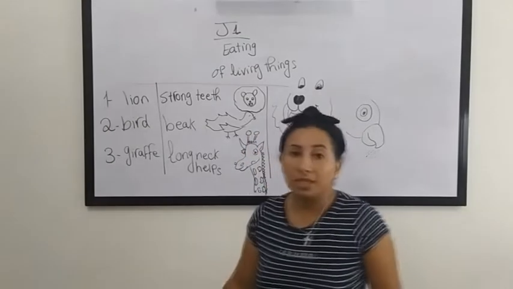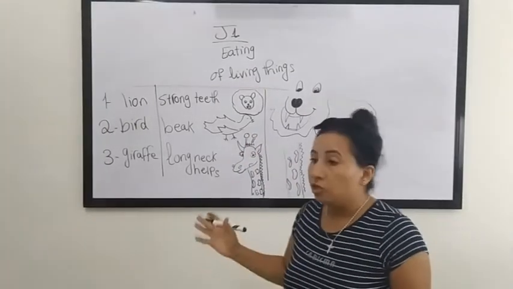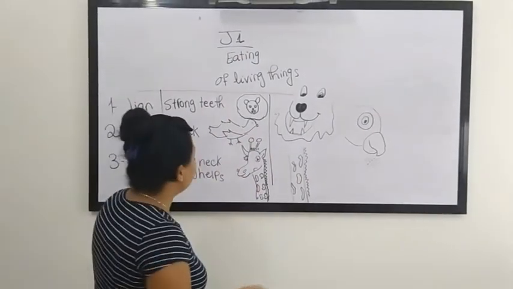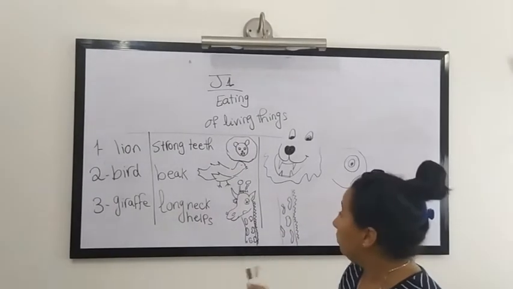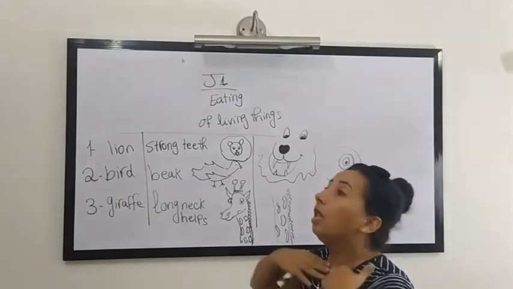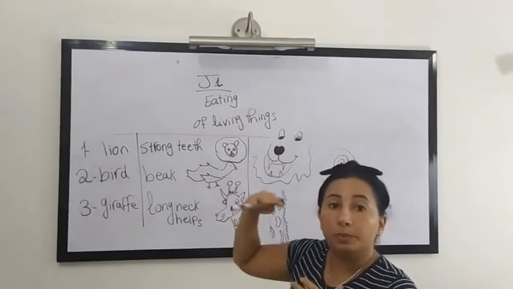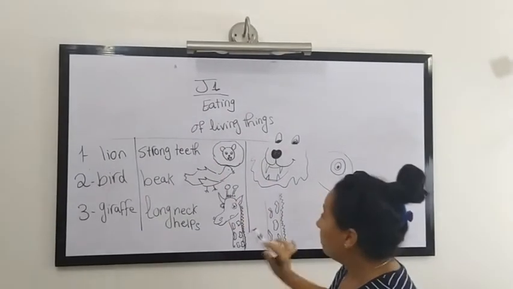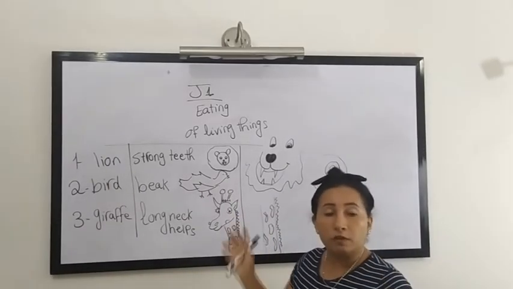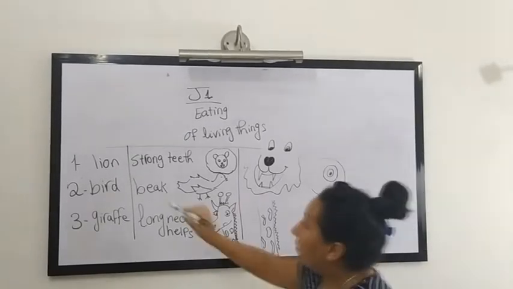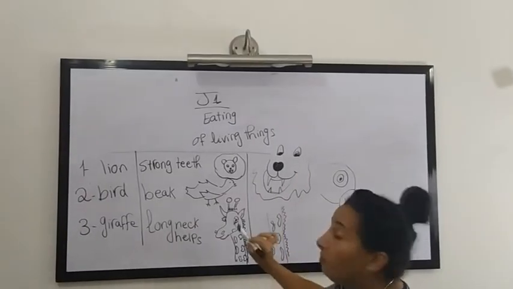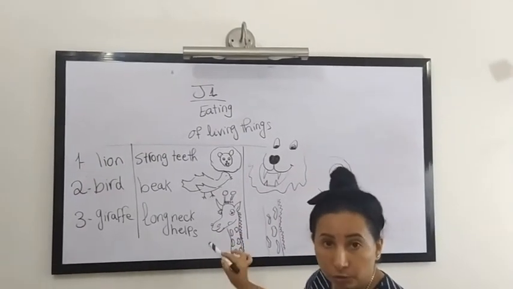Number three, we will study the giraffe. You know the giraffe? The giraffe eats some leaves of the tree. Trees are tall, and the giraffe needs to have some leaves of the tree, so it needs a long neck to help it to reach the leaves. The long neck helps the giraffe to reach the leaves of the tree. So these living things need some parts of their body to help them to eat or to have food.